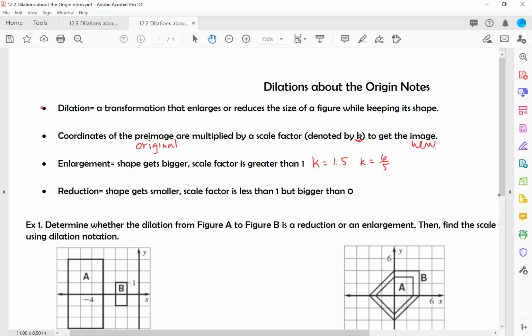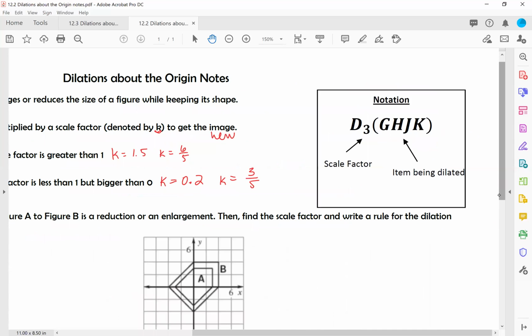All right, now if it's a reduction, then your shape is going to get smaller and your scale factor is going to be less than 1, but it's going to be bigger than 0. So an example of that would be like K could be 0.2, or your K could be 3/5, something along those lines. So it's less than 1, but it's bigger than 0. Your scale factor is not going to be a negative number. It's always between 0 and 1 if it's a reduction, and if it's an enlargement, it's something bigger than 1. And now we're going to go over here and we're going to look at some notation.